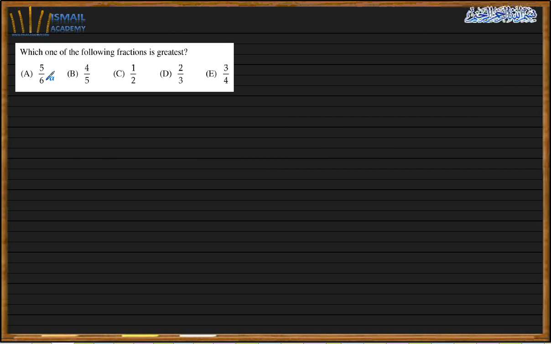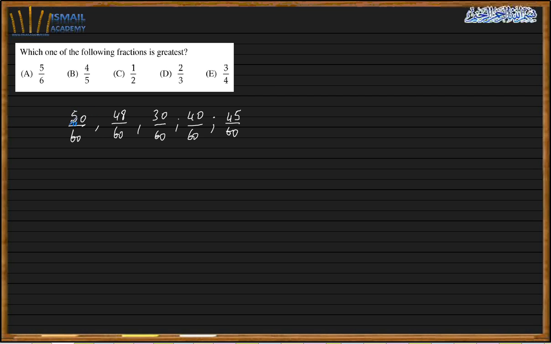Next question. Which one of the following fractions is the greatest? Here we have 6/5, 2/3, 4/5. Here I'm going to find the common denominator, which is 60. Here I times by 10, so that's 50 over 60. Here I times by 12, so it's 48 over 60. Here I times by 30, 30 over 60. Here I times by 20, which is 40 over 60. And here I times by 15, which is 45 over 60.